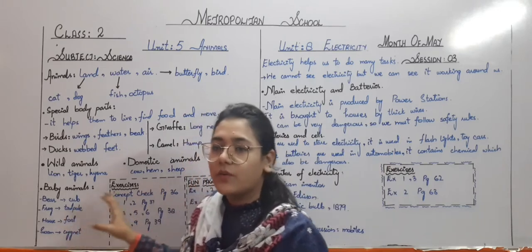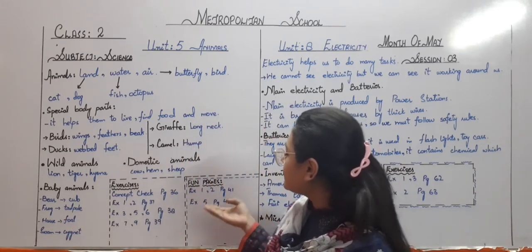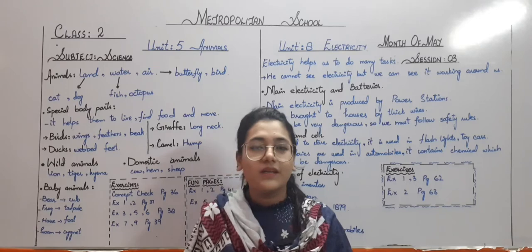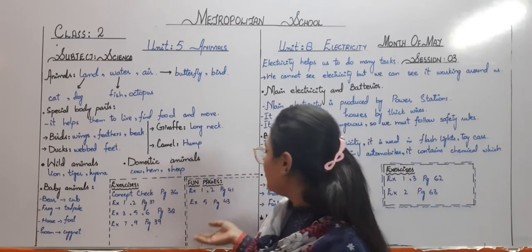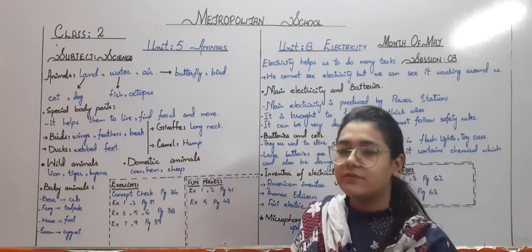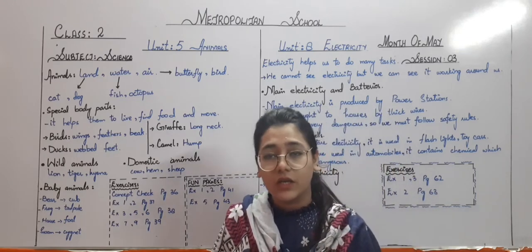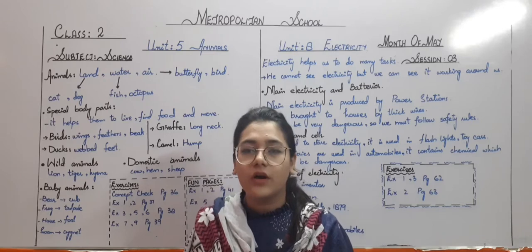After this we have covered some fun pages. So let's start with the exercise 1 on page number 41. There is a grid given and we have to find the words which is given beside the grid. Then we have exercise 2 on page number 41, in which we have to draw an aquarium. There is a box given and you have to draw an aquarium accordingly.